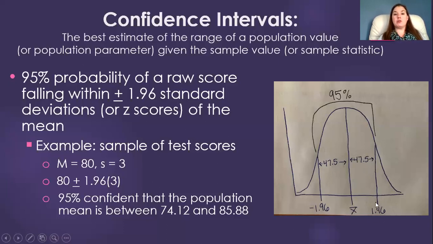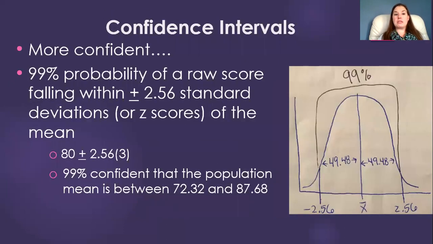So confidence intervals allow us to say, given a sample mean and a sample standard deviation, what's the range for the population of which we're 95% confident it's going to be between these two values. We can do the same thing with being more confident at 99%, right?